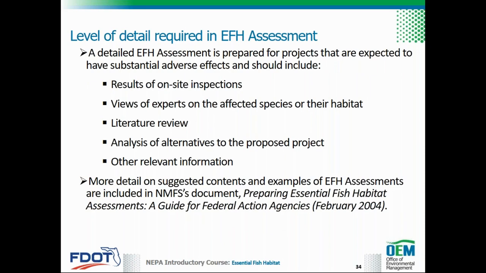A detailed EFH assessment is prepared for projects that are expected to have substantial adverse effects. This document should include results of on-site inspections, views of experts on the affected species or habitat, including ETAC comments from ETDM, a literature review, an analysis of alternatives to the proposed project, and any other relevant information. More detail on suggested contents and examples of EFH assessments are included in NMFS's February 2004 document, Preparing Essential Fish Habitat Assessments, a guide for federal action agencies. A link to this document can be found on the resources page.